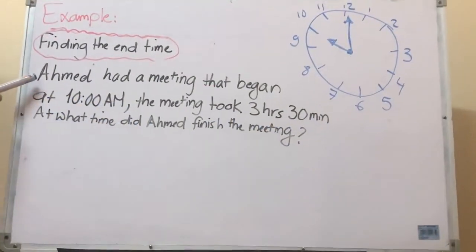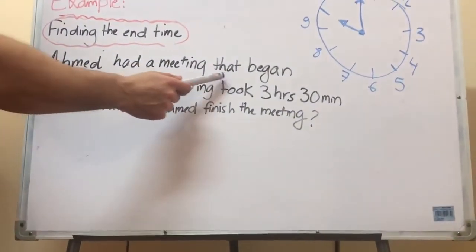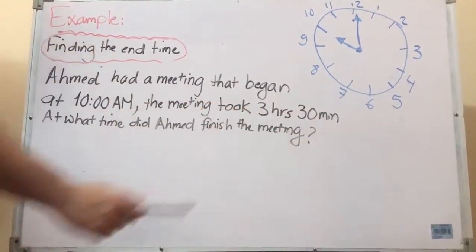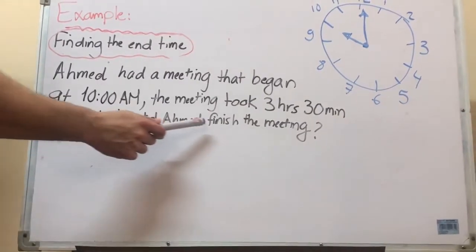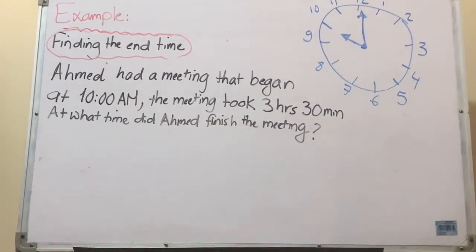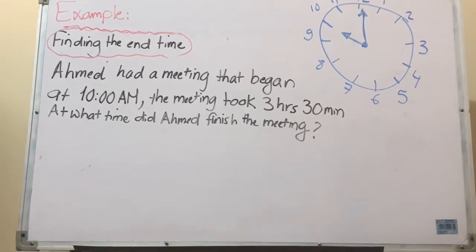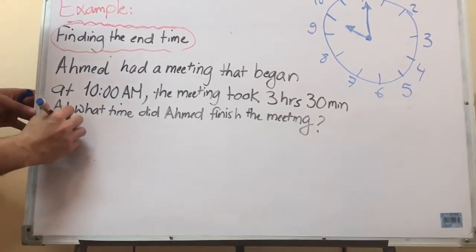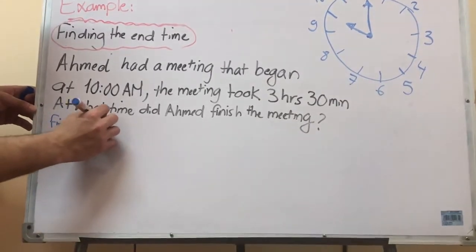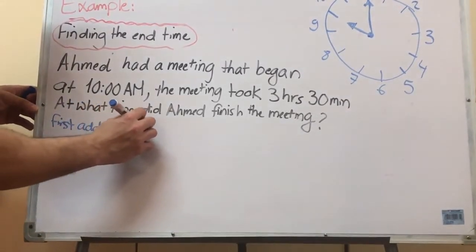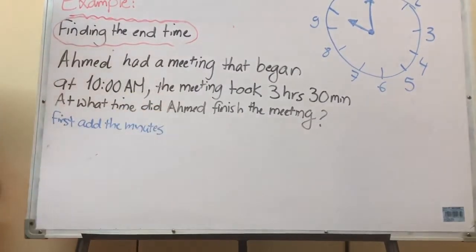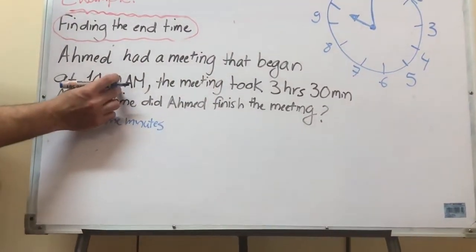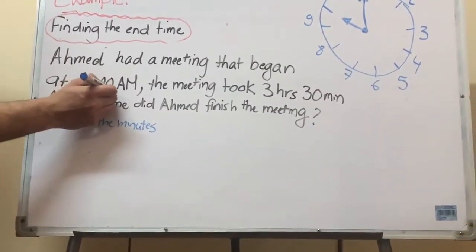Okay, here's another example. Ahmed had a meeting that began at 10 a.m. The meeting took 3 hours 30 minutes. At what time did Ahmed finish the meeting? Okay, so we talked about this in the previous example. First, add the minutes. So Ahmed started at 10 a.m. Okay, so it's 00 in the minutes. In the minutes section, it's 00.